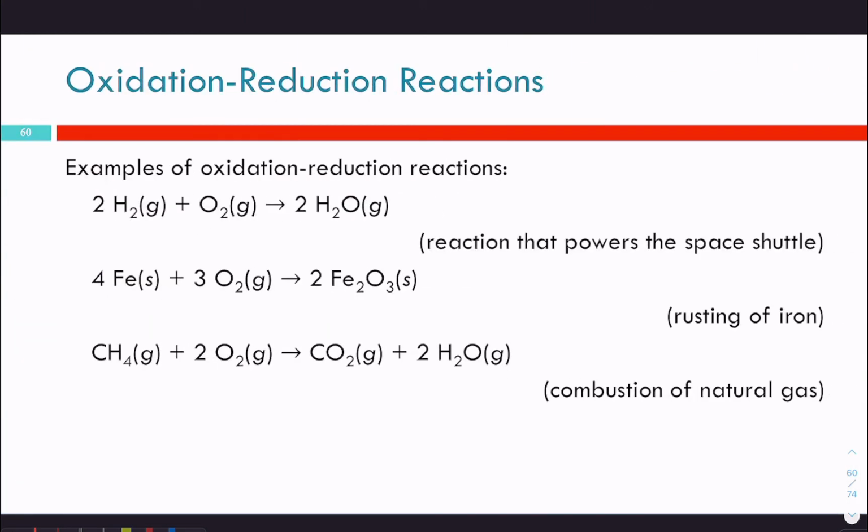Some examples. This is the reverse of, you can take a battery, right? You take a 9-volt battery, put it in salt water. You actually do the reverse of this reaction. If you get hydrogen and oxygen under the right conditions, you can power a space shuttle. But there's also the rusting of iron and the combustion of natural gas. And so all of these are reactions with oxygen.